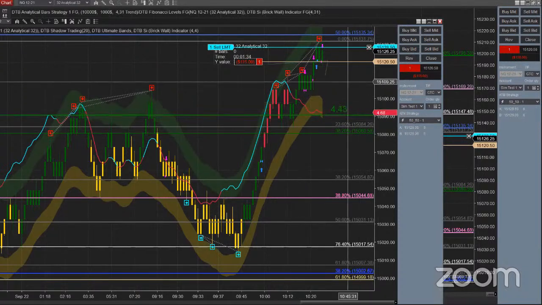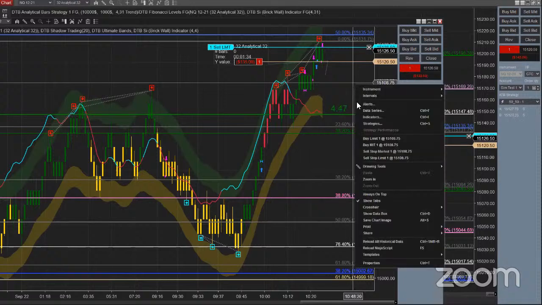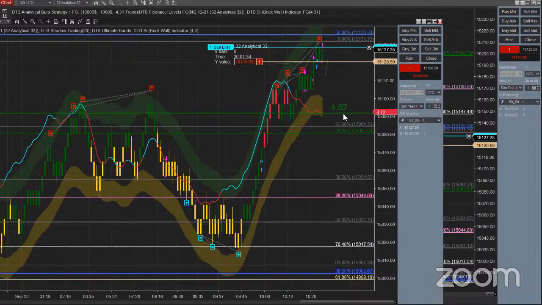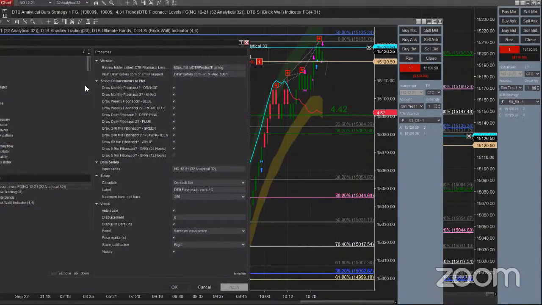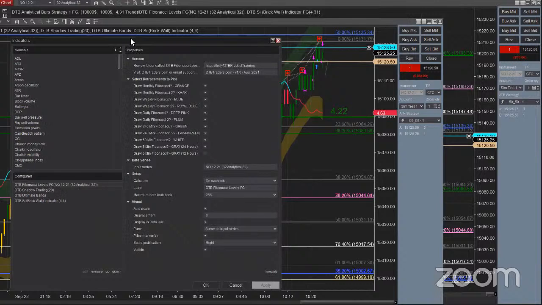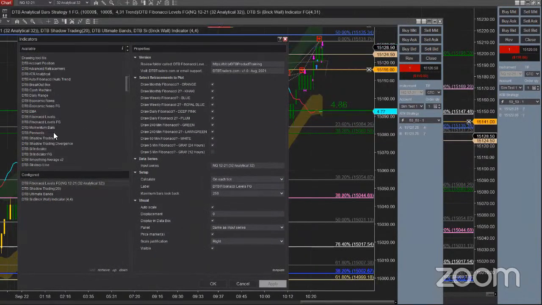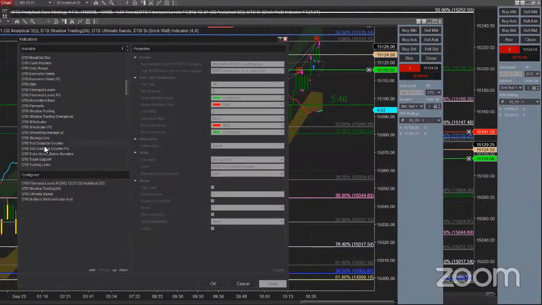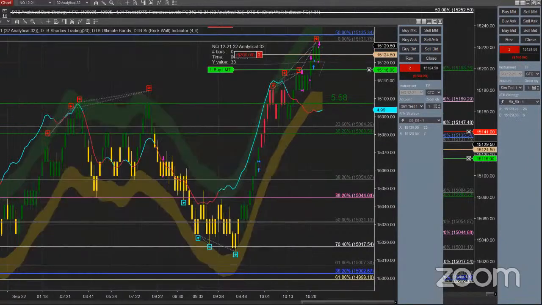So again, I've got a little indicator that we can pop on here, and that is called the tick distance marker. So that's going to tell us how many ticks the price is away from the baseline. So let's just put that in. Quickly, where are you? Tick distance counter.